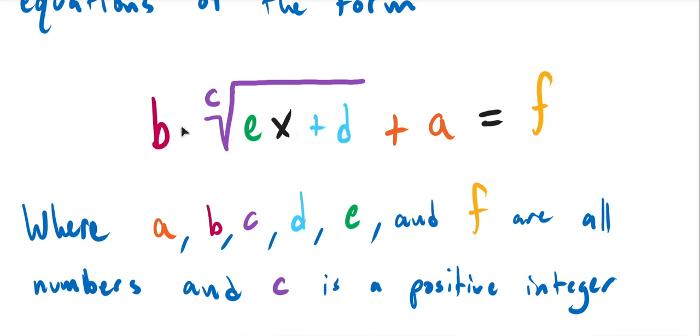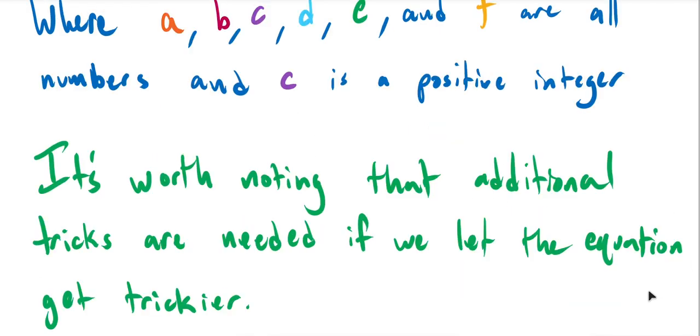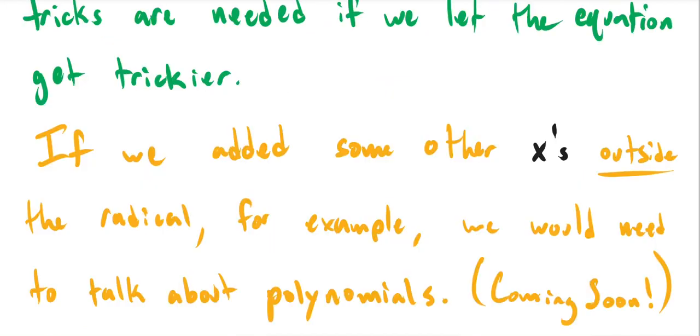So here, A, B, C, D, E, and F are all just numbers, and we're going to do only radicals that have C as a positive integer. There's also powers of x that we could apply to this. In any case, if you make this equation more complicated, if it gets trickier, we're going to need additional tricks. One thing that will come later is we're going to add x's to the outside of the radical, and this would require us to use some polynomial methods, and we haven't covered those yet, so that will come soon.